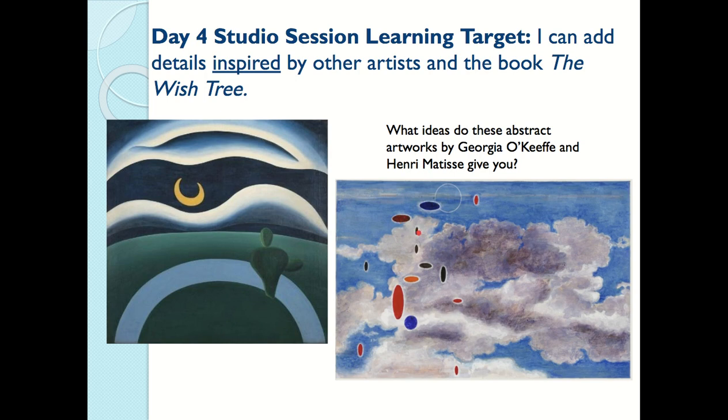Matisse created interest in his artwork by adding these ovals and circles that make the artwork abstract and just look like they're floating in the sky. You could consider adding 1 or 2 shapes and repeating those shapes to finish your artwork and make it look abstract.